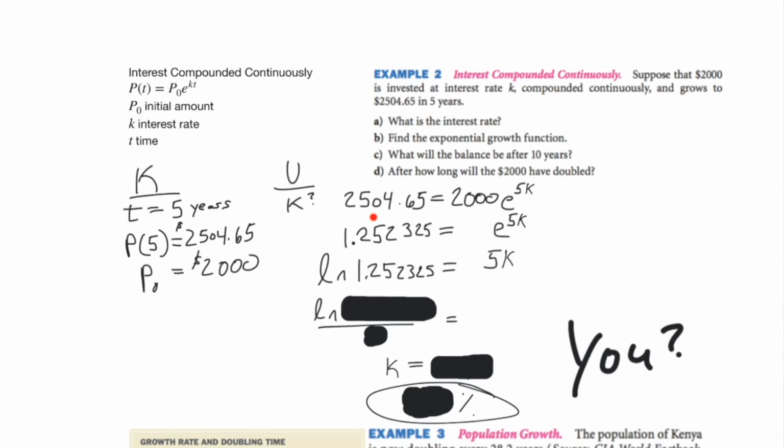So we plug everything in except for K, and then dividing both sides by 2,000, we get this. Rewriting this as a natural log, the 5K is the exponent, and this is base E, and this is the power. So natural log of 1.252325, you can calculate that. And in fact, you can divide both sides by 5. So I want you to tell me, what is the interest rate? Calculate this, divide it by 5, and then rewrite it as a percent. And that's what the interest rate is.